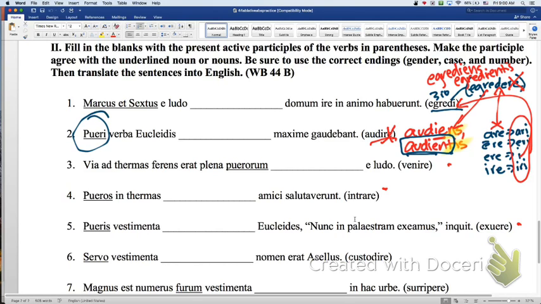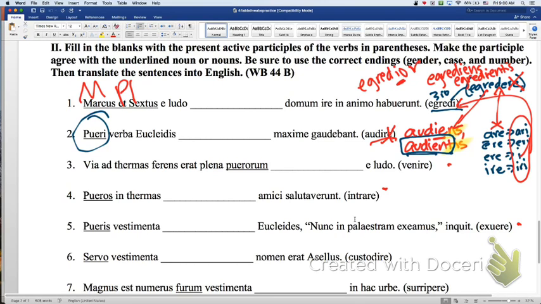How do you know that gradi is third IO? Because the first principal part is gradior, and if it has an I in the first part, it's third IO. Okay, so then I look at Marcus and Sextus, and I have to know the gender, number, and case of Marcus and Sextus. What do you think it is? Masculine, plural.